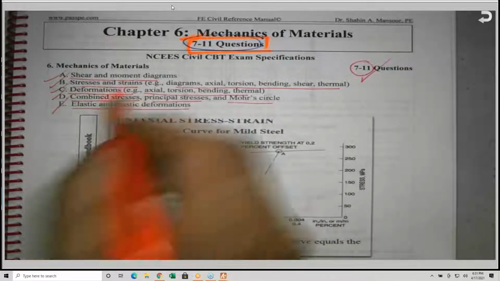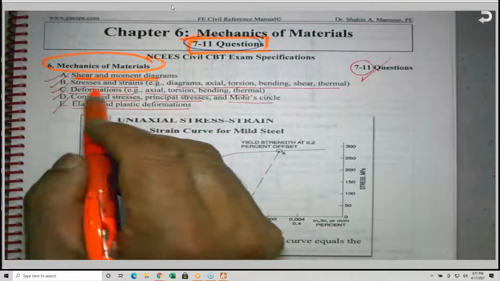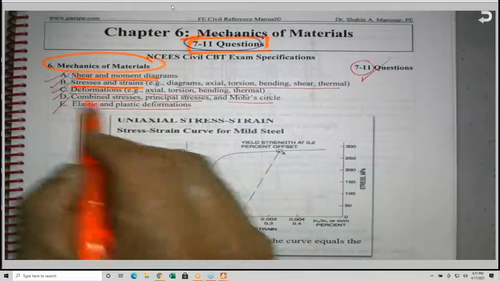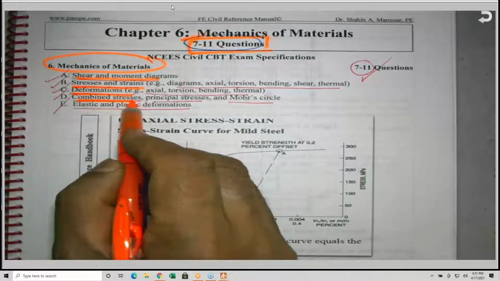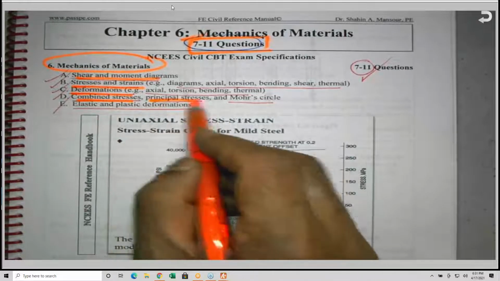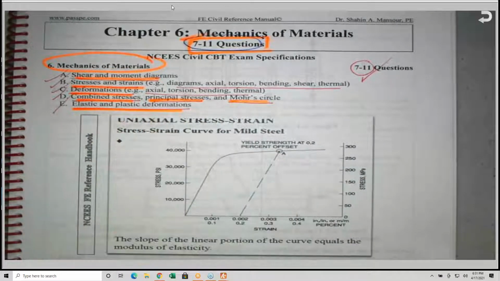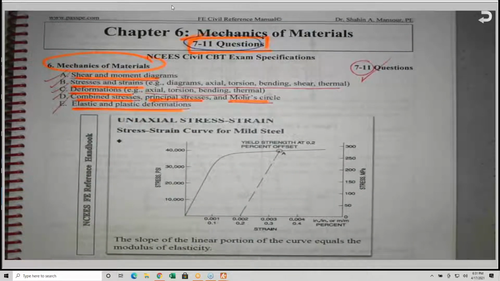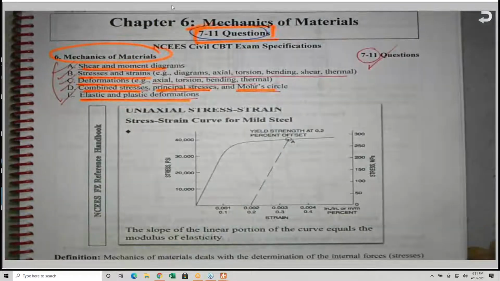So here are the topics: the shear moment diagrams, stresses and strains, deformation or deformations, combined stresses, principal stress and Mohr circle, and finally elastic and plastic deformations. Those are the topics listed by the NCEES. This is exactly verbatim from the NCEES.